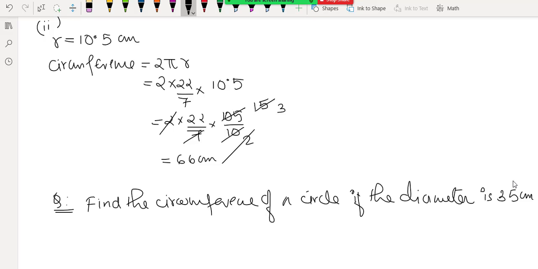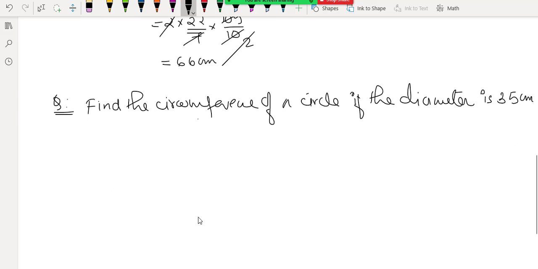Yes, what is the answer? Sir, 5 centimeter. Okay, let's see. Sir, 110 centimeter. Okay, let's see.